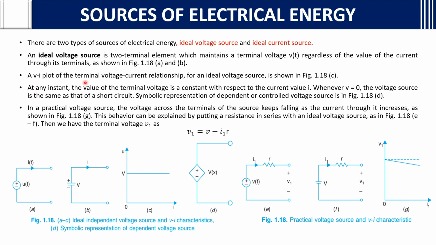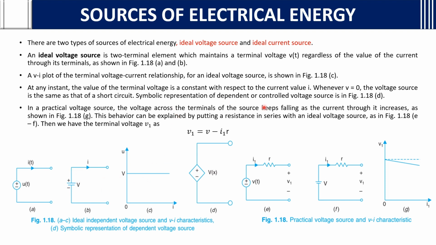Then the VI plot of the terminal voltage current relationship for an ideal voltage source shows how the VI characteristics look. It is independent of the current, regardless of the value of the current. At any instant of time, the value of the terminal voltage is constant. This line represents that it is constant with respect to the current value I. Whenever V is 0, the voltage source is the same as a short circuit.